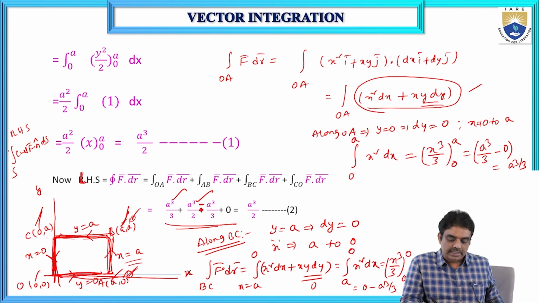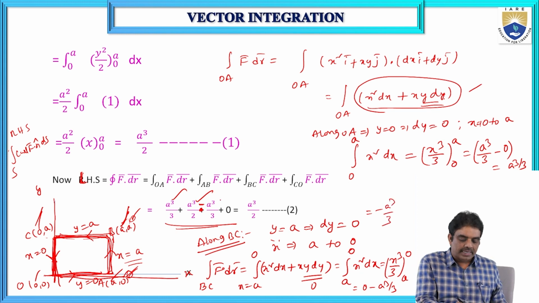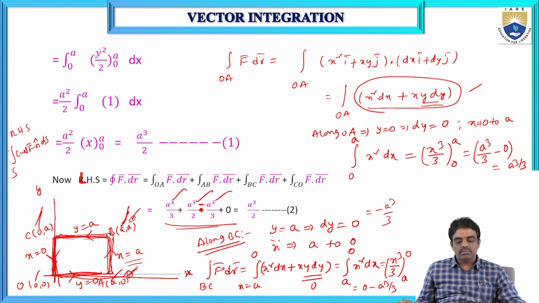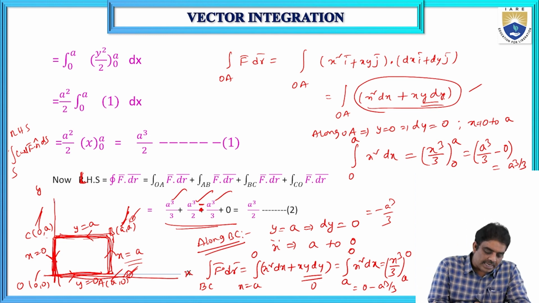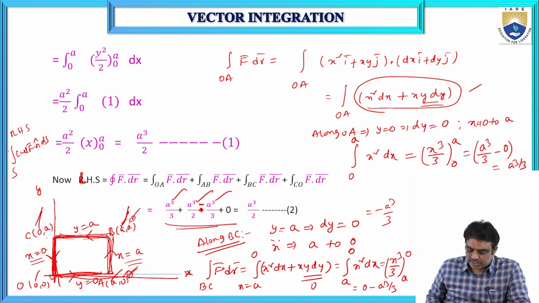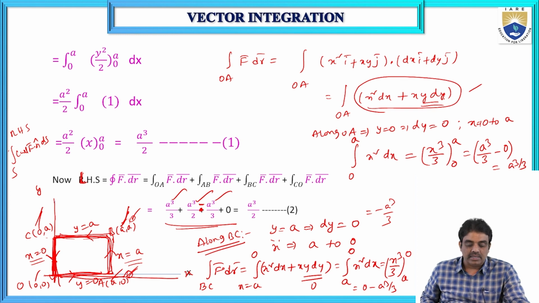The third one is minus a cube by 3, so you have to put the minus symbol. That is the third one. The last remaining limit is along CO. Along CO means x is 0 and dx is 0, so the first term will be 0. I will calculate that here also.